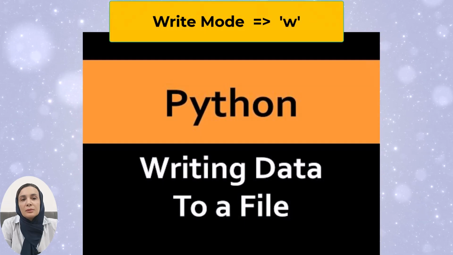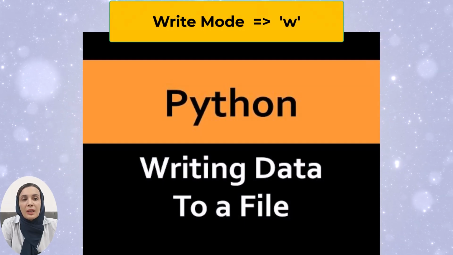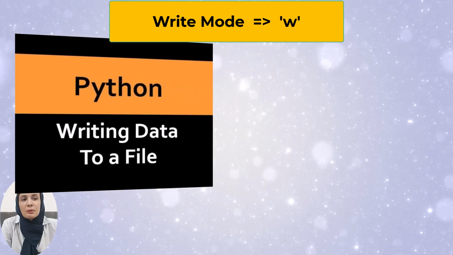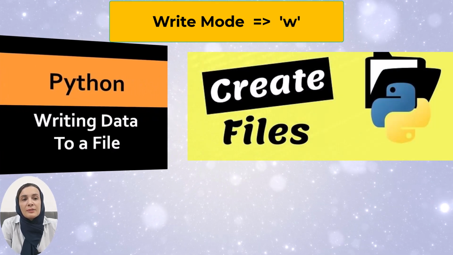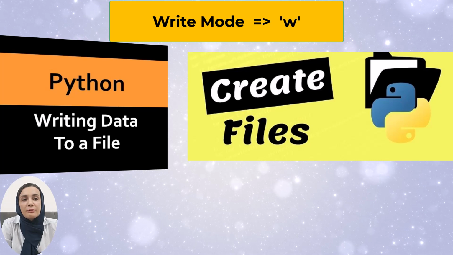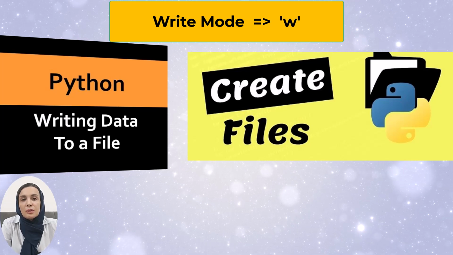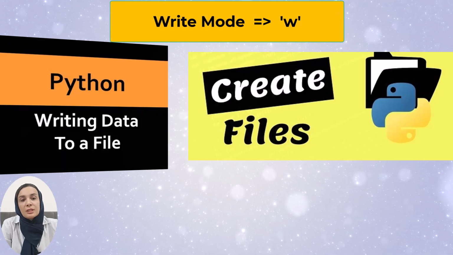Character W for write mode. This mode allows us to create a new file or overwrite an existing file. If there's already content in the file, it will be erased. We use this when we want to start fresh.